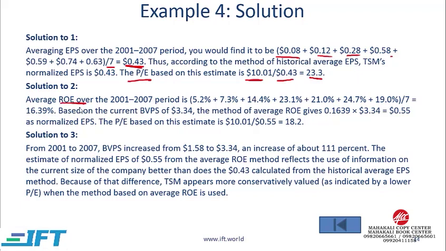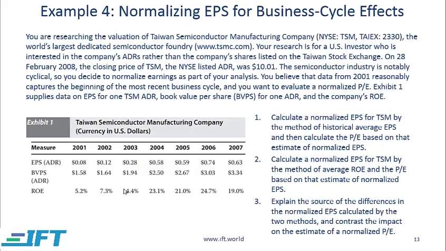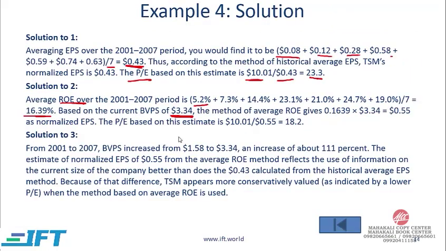The average ROE can also be calculated because your ROE in each year is given. That average number is 16.39 based on the current book value per share of 3.43. So notice that at the end of 2007, the book value per share is given. So you take the average ROE number and multiply by the book value per share, and you get 0.55 as your EPS. Notice this number is higher than what you had earlier, and therefore the PE number is going to be lower.